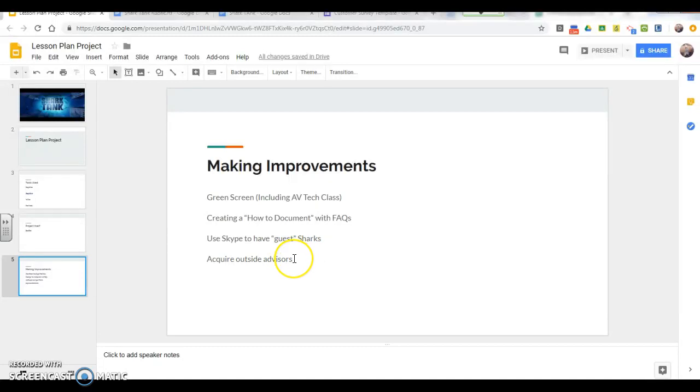And then finally, maybe acquire some outside advisors, maybe some entrepreneurs in the business community, to help the kids out and share ideas with them and maybe give them some feedback about where they stand and whether the things they're doing are good ideas or not.